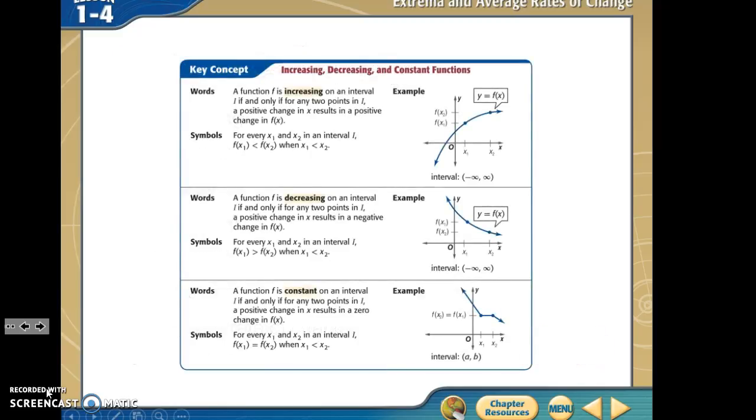Alright, so the first thing we're going to look at is increasing and decreasing in constant functions. So on this top block we have an example of an increasing function. As you go to the right, it's going up. Decreasing, as you're going to the right, it's going down the y-axis. And then a constant function is remaining the same on that interval. Questions there? Do you want time to write that down? Or are you okay?